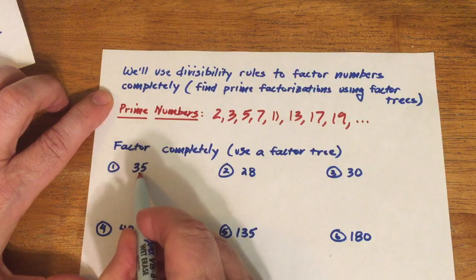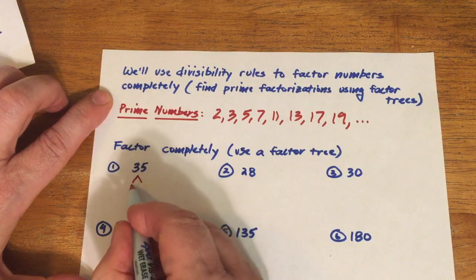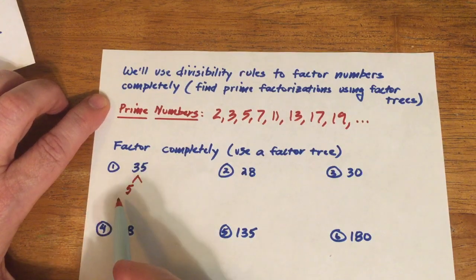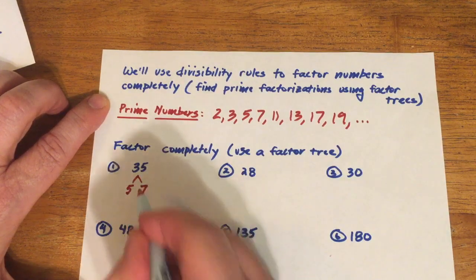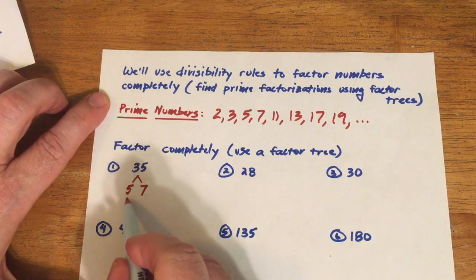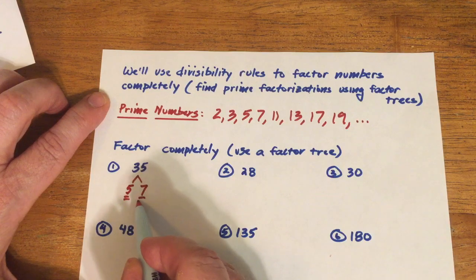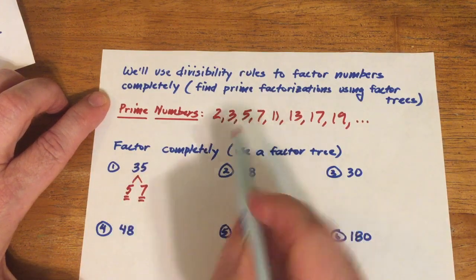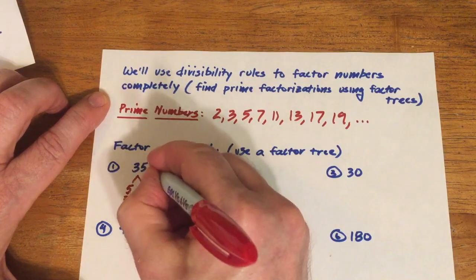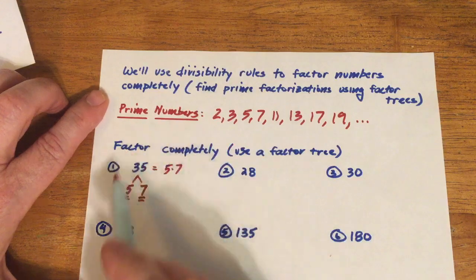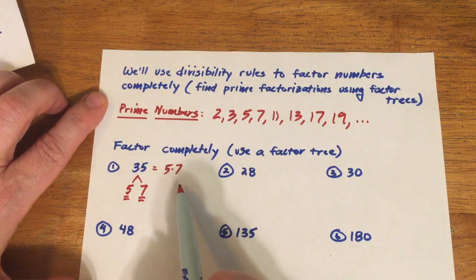We know this ends in 5, so for sure 5 is going to be a factor of 35. How many 5s can we count out of 35? 7. Now, when we factor, we always stop when our bottom number of the tree is prime. Both 5 and 7 are prime numbers right here, so we can stop. 35 we can write as 5 times 7. We'll be using this kind of a skill when we factor.